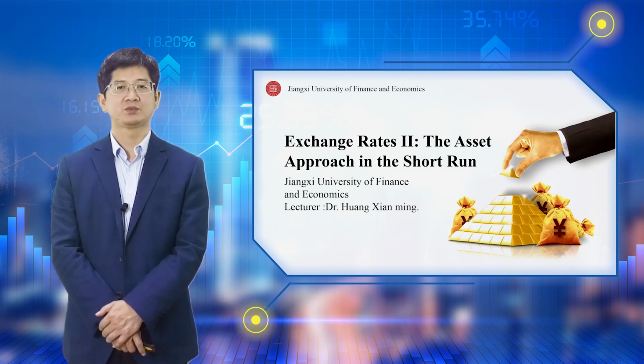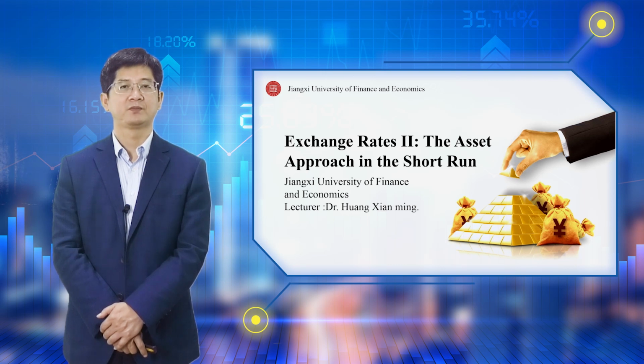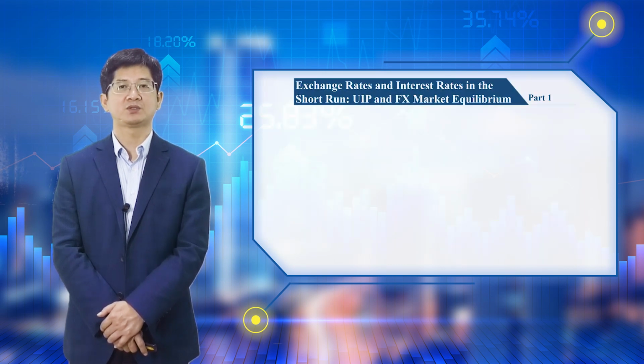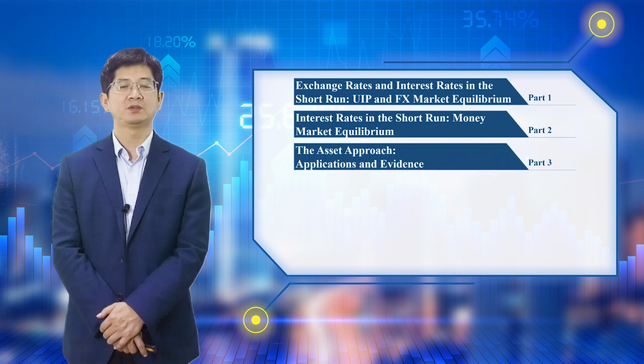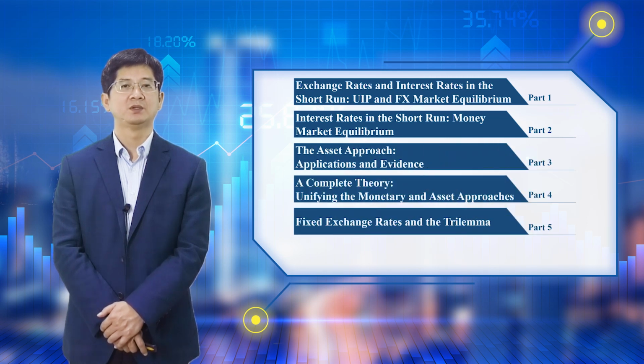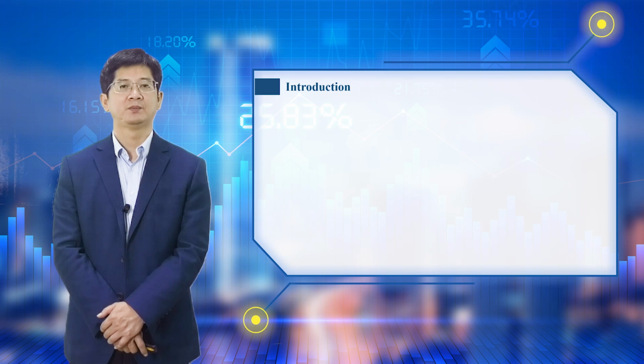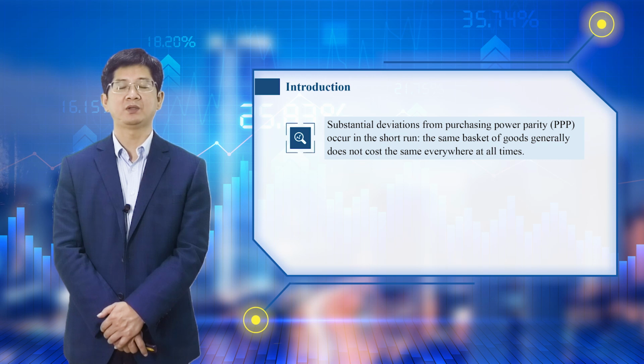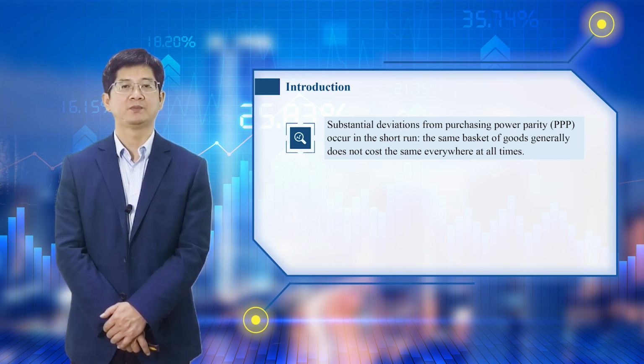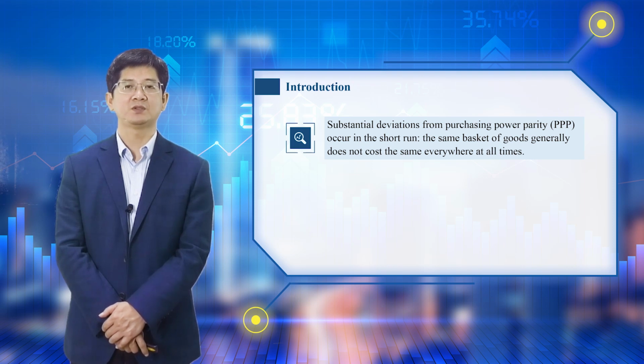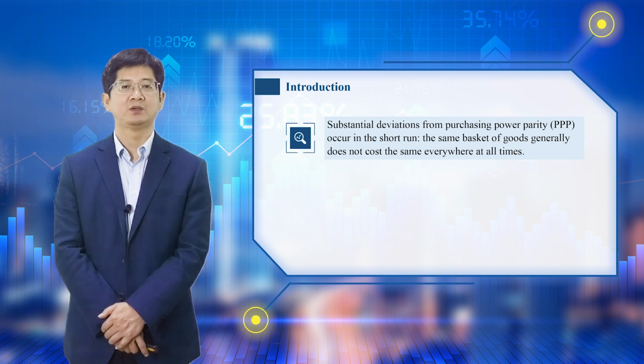Now we will discuss Chapter 4, Exchange Rates 2, the Asset Approach in the Short Run. As we saw in the last chapter, the monetary approach to exchange rates may work in the long run, but substantial deviations from purchasing power parity, we call PPP, occur in the short run. The same basket of goods generally does not cost the same everywhere at all times.